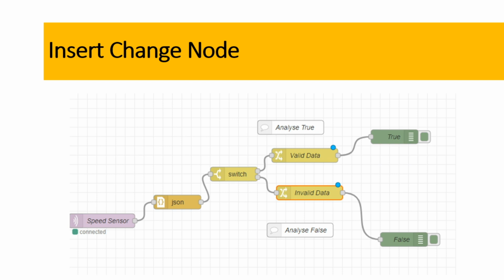Once you place it, you can edit the properties of the change node. Double click it and edit the property. I'm going to keep the change node names as valid data and invalid data. For the true condition, I'm going to keep it as valid data. For the false condition, I'm going to keep the name as invalid data.